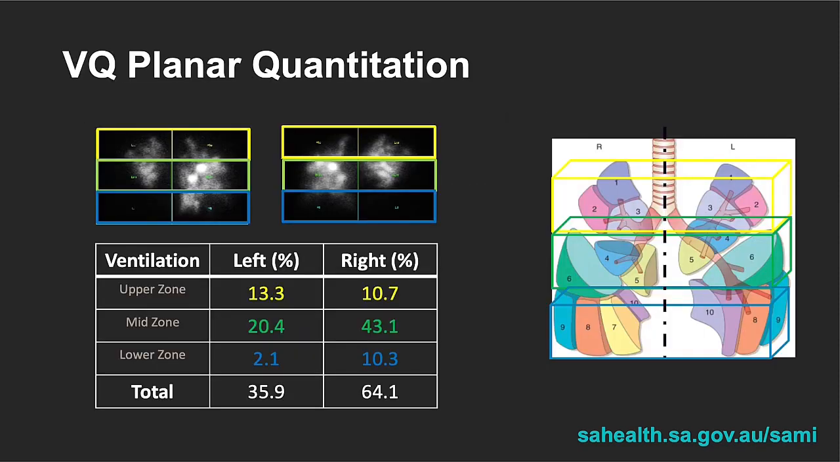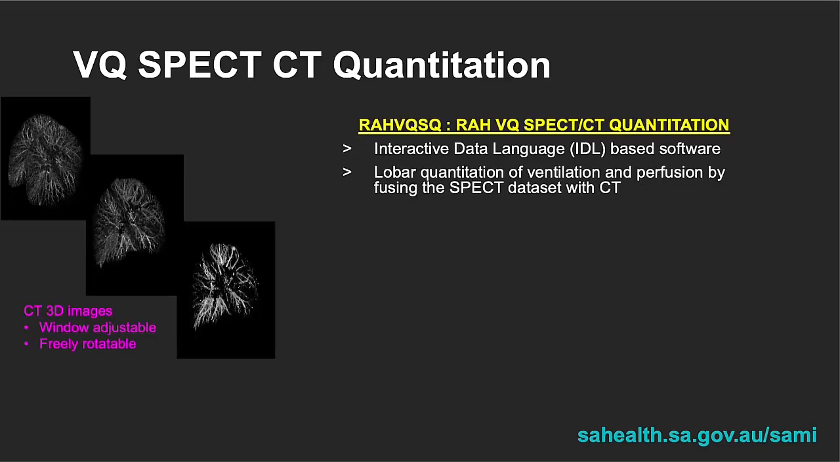VQ scan quantitation has a clinical role in the preoperative assessment prior to lung volume reduction surgery or lobectomy. The current standard VQ quantitation test is planar quantitation, with two lungs being segmented into 6 zones, which is clearly not physiological as lungs are not neatly packaged into 6 neat boxes.